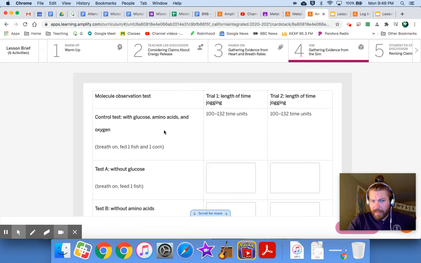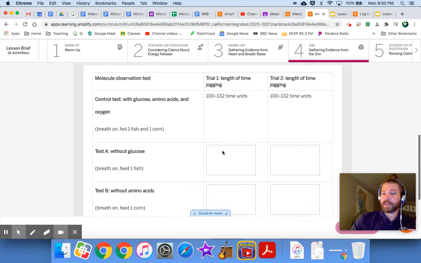So with this first test, what we're seeing is if this person was breathing, if they ate one fish and one corn, because I always eat my meals by units like that. Can I have one fish and one corn for lunch? Thank you. How long can they jog for? Well, for trial number 1, it looked like 100 to 132 time units. What are time units? Seconds, minutes? It's ambiguous on purpose. Trial 2, same thing, 100 to 132 time units that it took for this person to finally get tired and have to start walking.